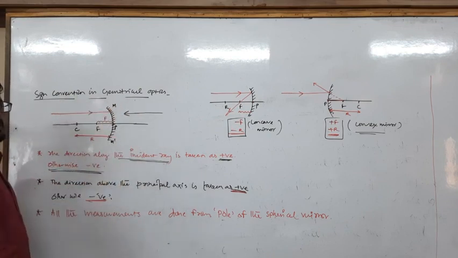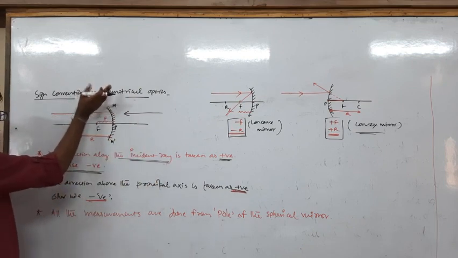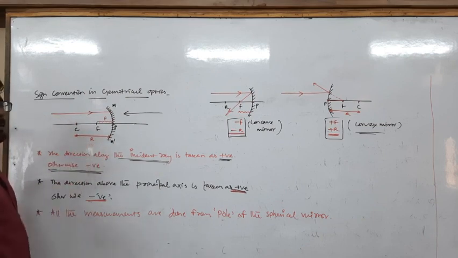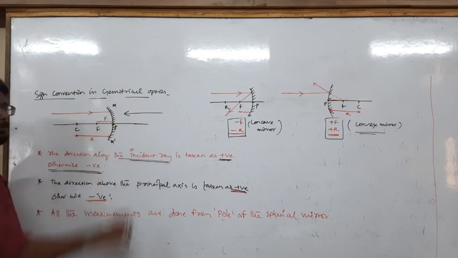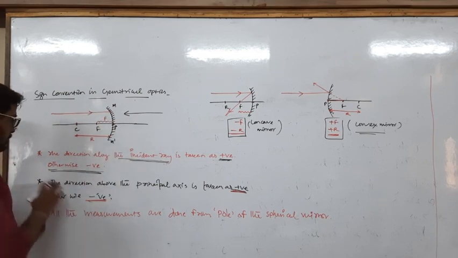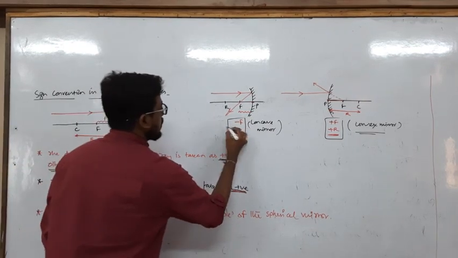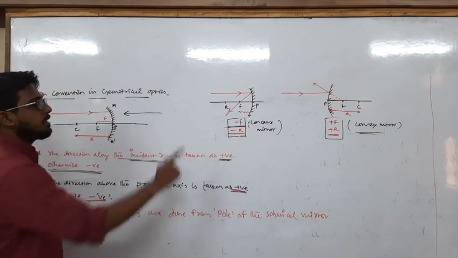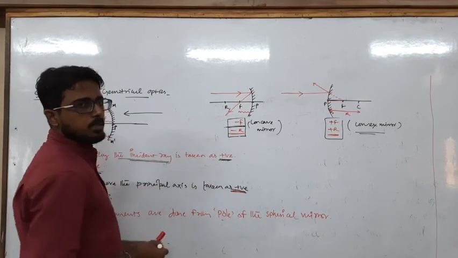It depends upon the direction of the incident ray, and anything measured above the principal axis will be taken as positive and below the principal axis as negative. And any measurement in geometrical optics is always taken from the pole. Clear? So you have to remember the conditions for the sign convention, and these are some basic facts regarding focal length and radius of curvature for concave and convex mirrors with sign. Clear?